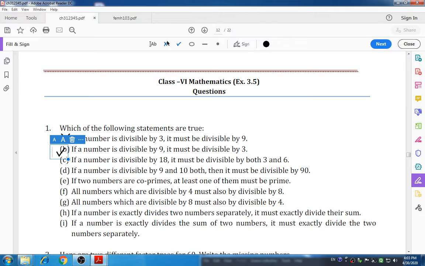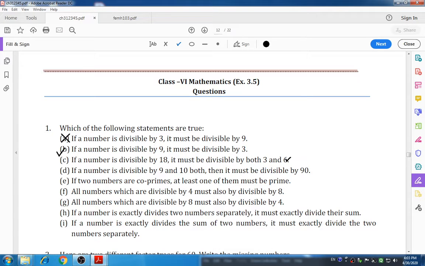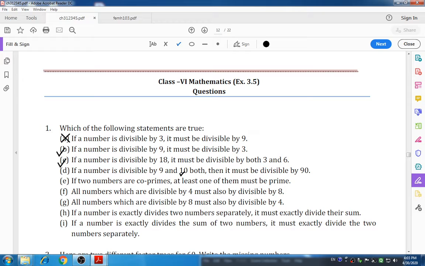That means this statement is correct. Next, if a number is divisible by 18, it must be divisible by 3 and 6. Look here, 3 sixes are 18. That means if any number is divisible by 3 and 6, that same number is divisible by 18. So this statement is also correct. If a number is divisible by both 9 and 10, then it must be divisible by 90. Yes, correct, because 9 tens are 90. So this statement is also correct.